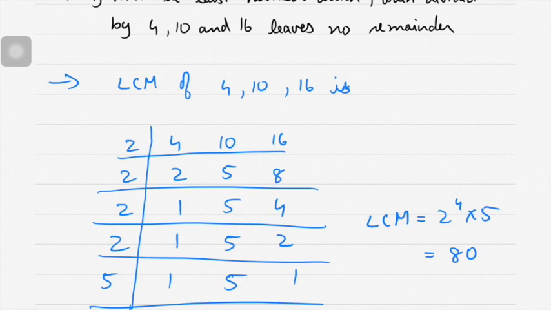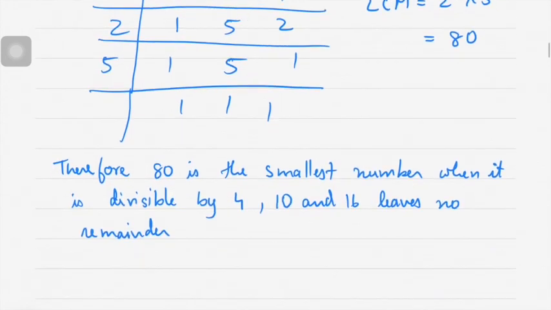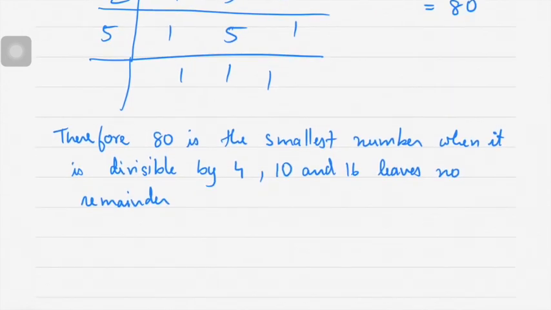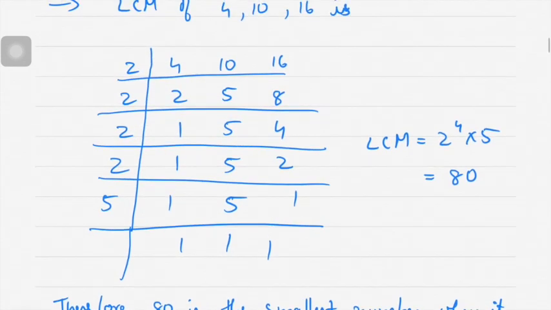Okay. Find the least number. Least number means smallest number. Which when divided by 4, 10 and 16. So 4, 10 and 16 are the numbers which divide a number. So the number which they are asking you to find is a divisible number. That means they are asking you to find a multiple. So that means least common multiple is asked.